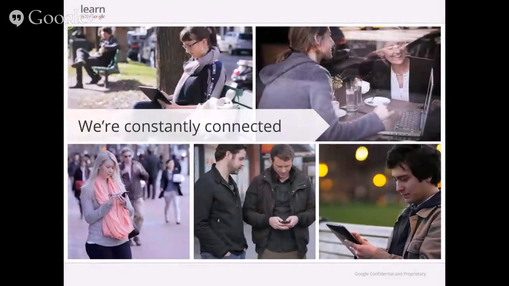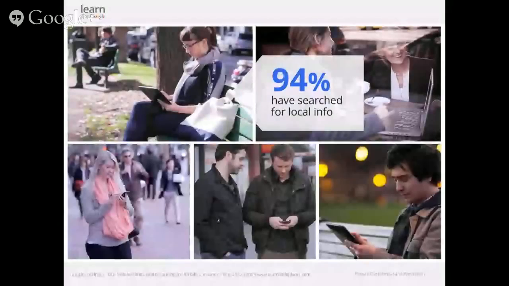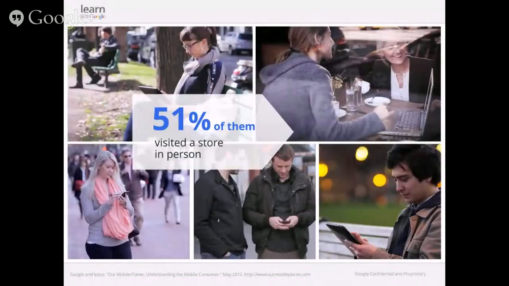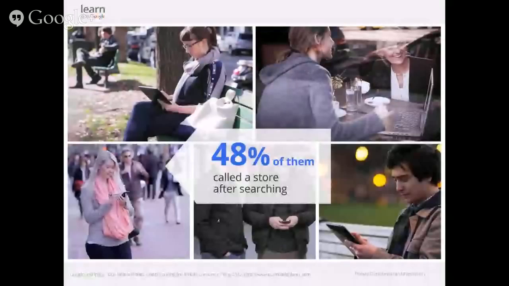Because we're constantly connected, we can go online from anywhere at any time. We're now using our devices to find out what's around us, wherever we happen to be. For example, research shows that 94% of people have searched online for local information, and that we often take action based on what we find. We also find that 51% of those people have visited a store in person after searching. And 48% of these people have called a store after searching.